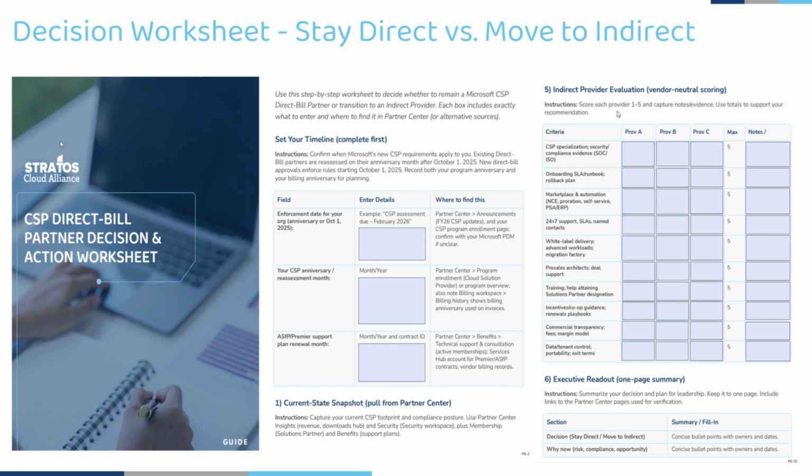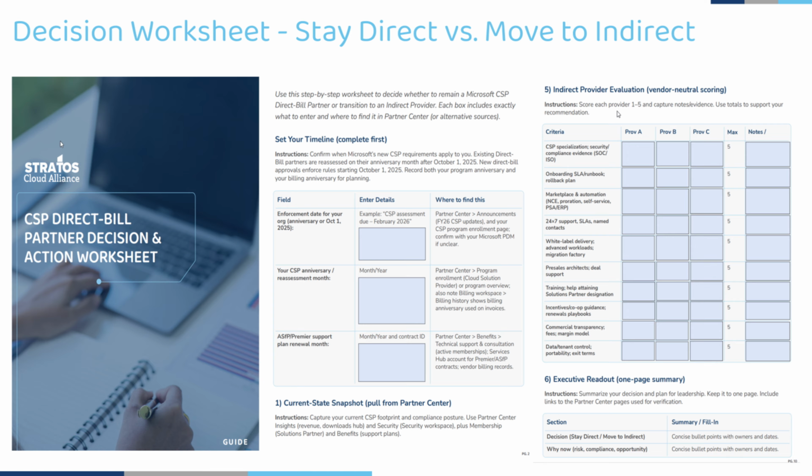I want to go through this at a high level. This is available to everybody. We created what we call the decision worksheet to help partners understand the process to go through. It's a 6-step process, going through what you need to look at. There are links within it to help you find where to get the information within Partner Center.